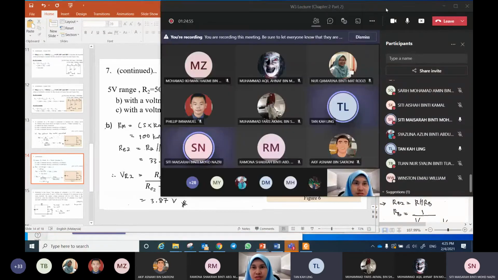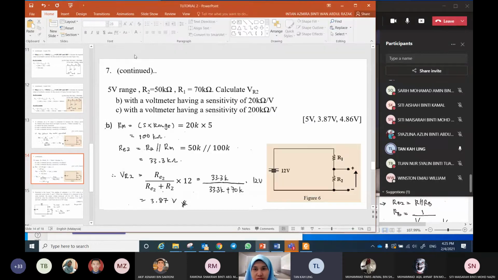Okay, who wanted to ask earlier? Tan Kahling. Yeah, madam. Just follow part B, then for the first step, replace the 20 kilo ohms with 200, then we get 1000 kilo ohm, then continue calculating the equivalent resistance in parallel since the circuits are the same. So RE2 is the same, 33.3 kilo ohm.